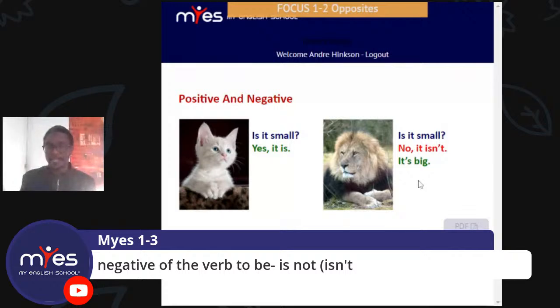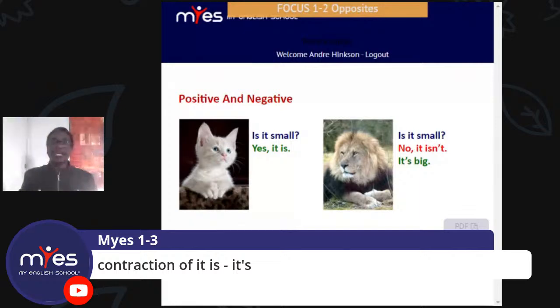Excellent. Remember, it's is the contraction of it is, which is the positive. So remember the contraction of it is, it's. Yeah, so that is the contraction of it is. Remember, when we're having conversation, we don't use the it is really, we use the contraction it's to shorten it.